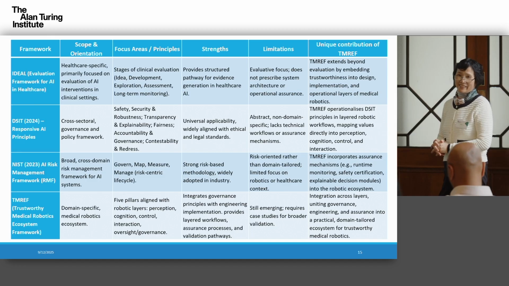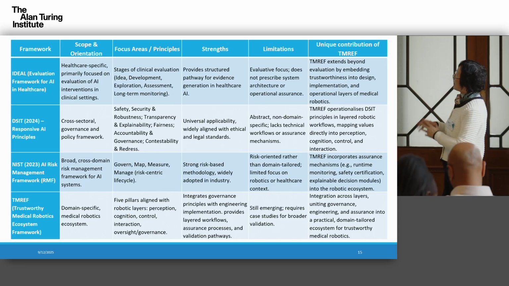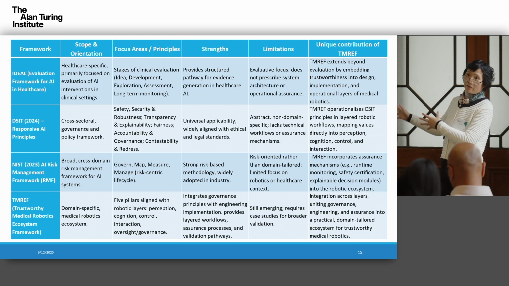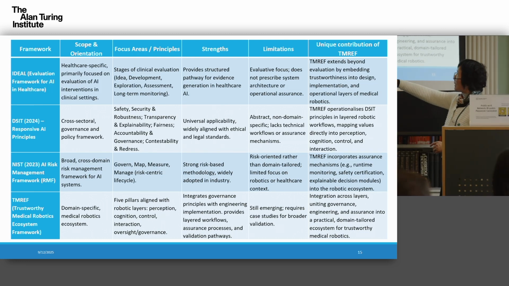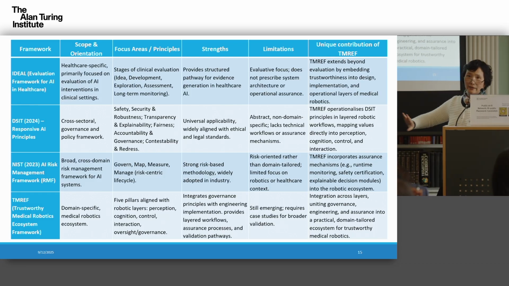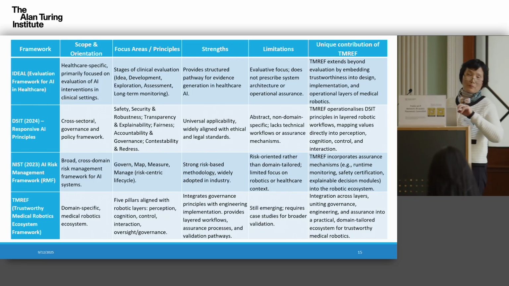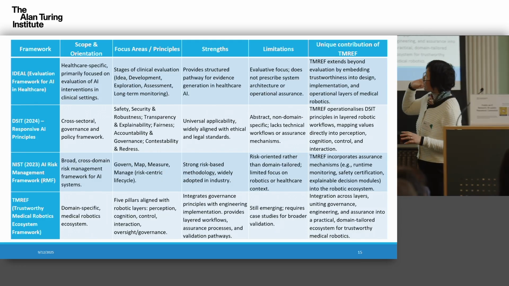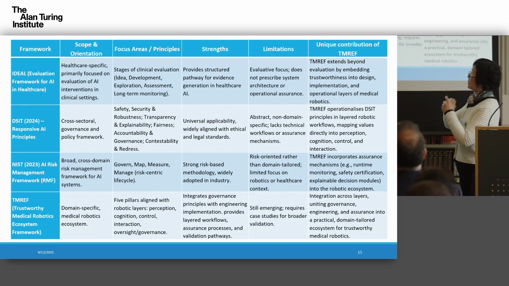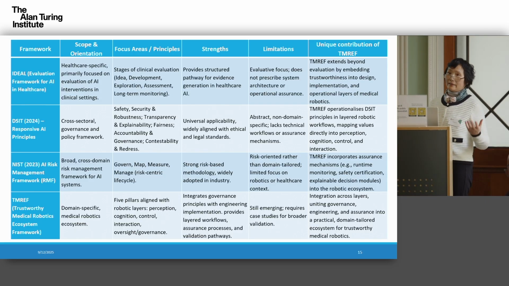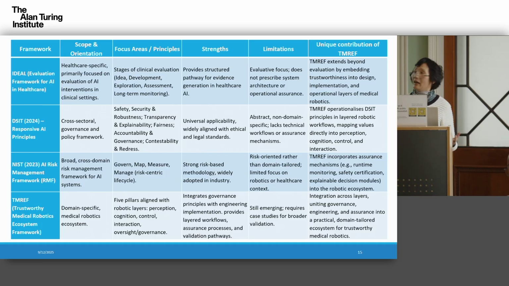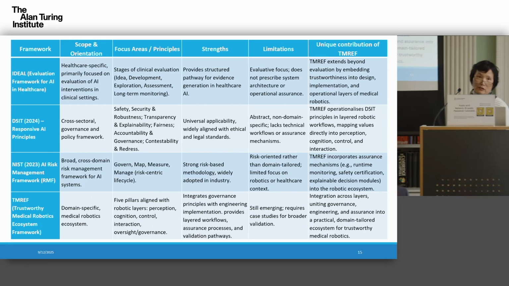And the last, here I briefly compare with existing AI and robotics frameworks. As we know, we have the DSIT framework, the Leo IDEA framework, and the NIST framework. These take different angles to discuss AI and robotics frameworks. IDEA is more for clinical evaluation. DSIT is general, top-level guidance across different domains. And NIST mainly focuses on risk management.